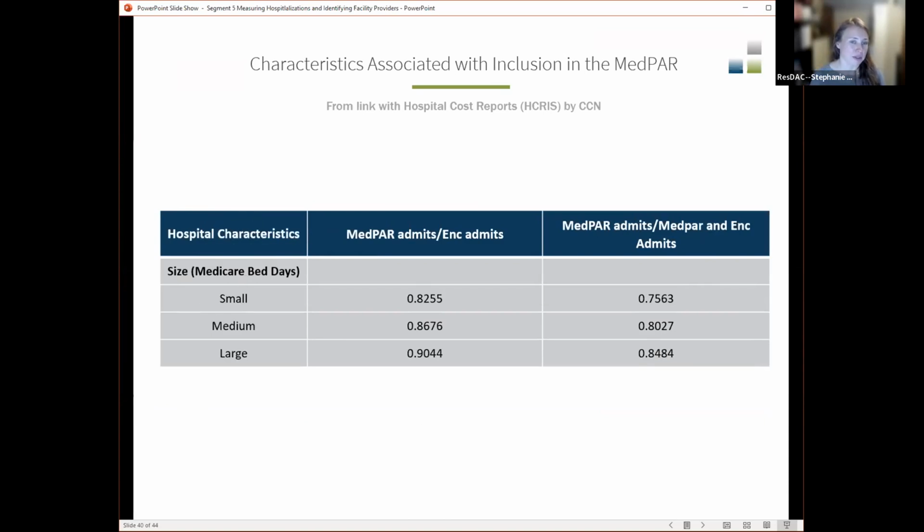Also, again, a hospital's size might indicate the amount of resources that they have to be submitting some of these shadow bills or information-only claims.